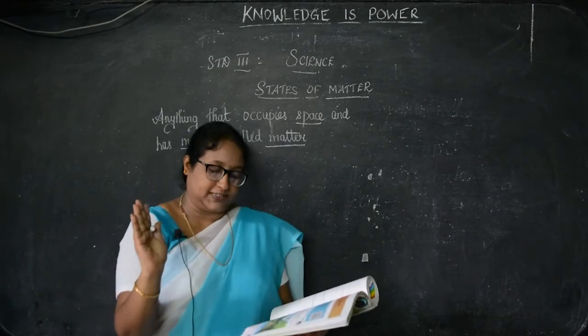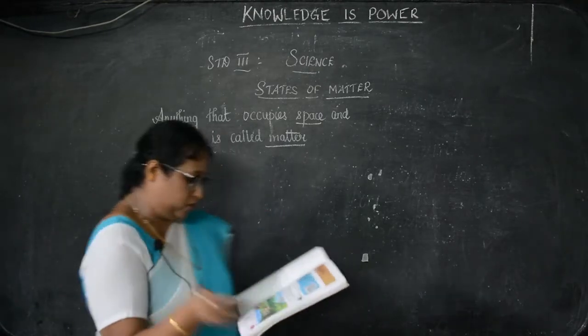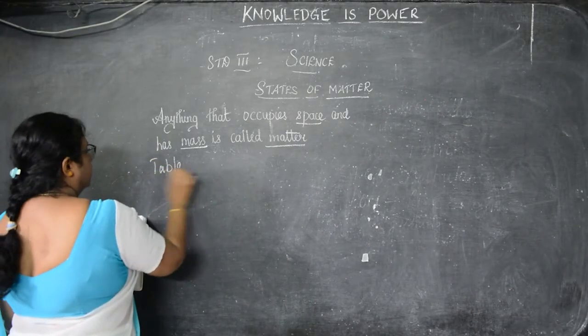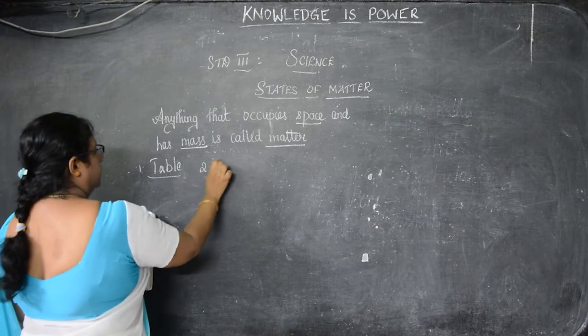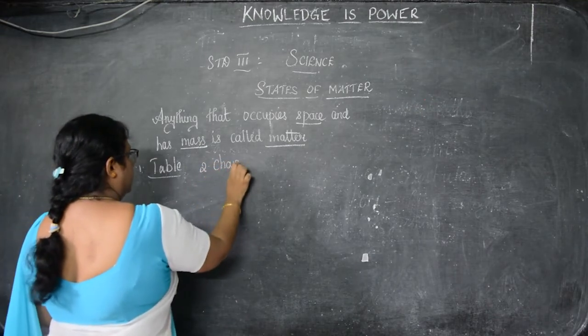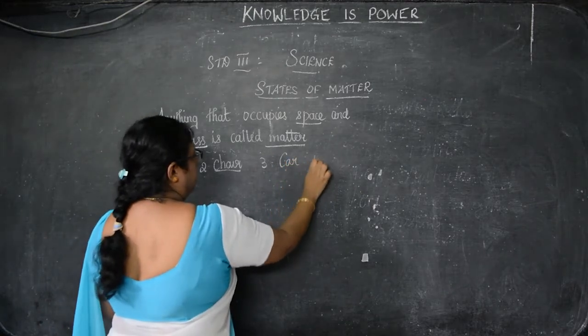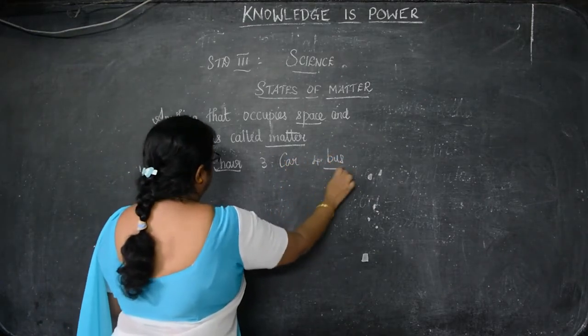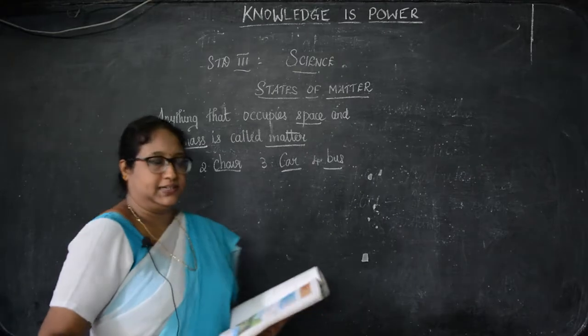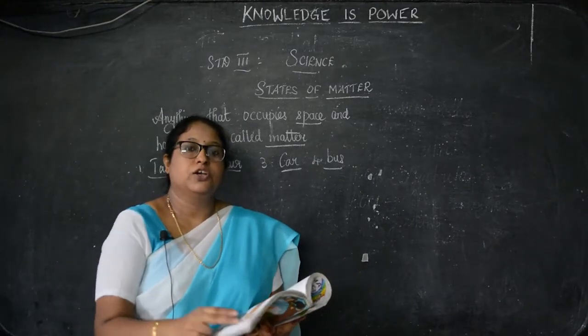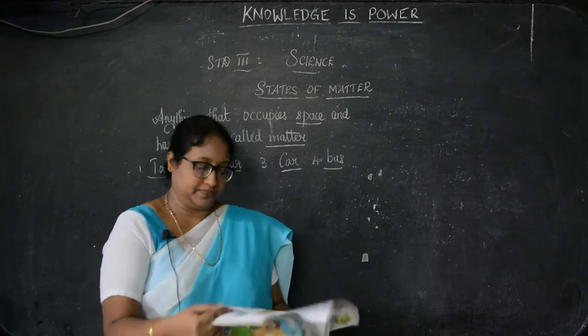There are 4 lines given, children. You can write any 4. For example, table, chair, car and bus. Children, if you have the book, you can see it. It is page number 103, and those who do not have the book can take it down in your rough notebook.